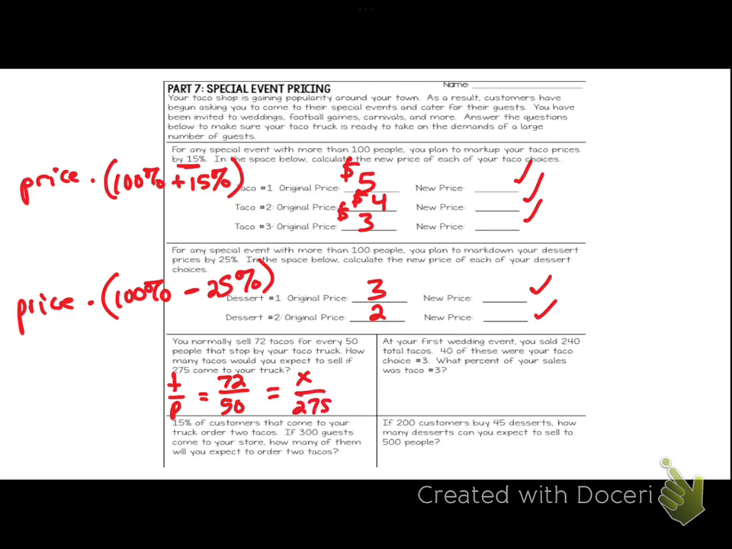So like before, we've seen this before with our proportions. We did this a lot. You can do your cross products here, and then we'll figure out how many tacos we would expect to get.